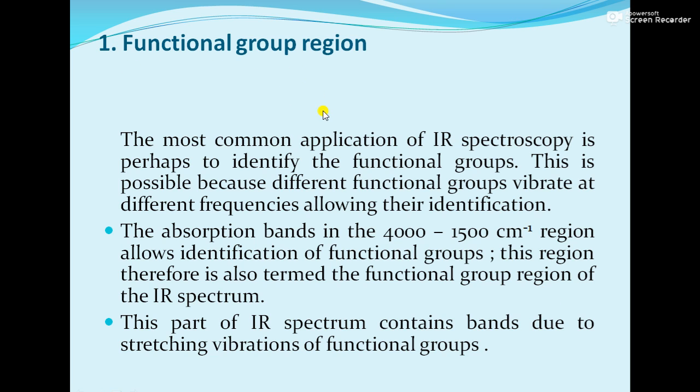The functional group region is the most common application of IR spectroscopy. The region extending from 4000 to 1500 centimeter inverse is called the functional group region. This part of the IR spectrum contains absorption bands due to stretching vibration of functional groups. Very important part, it occurs due to the stretching vibration, and it gives information about the functional group which is present in the compound.